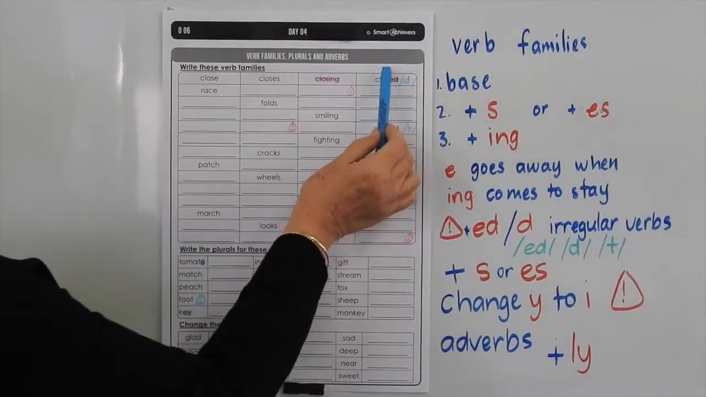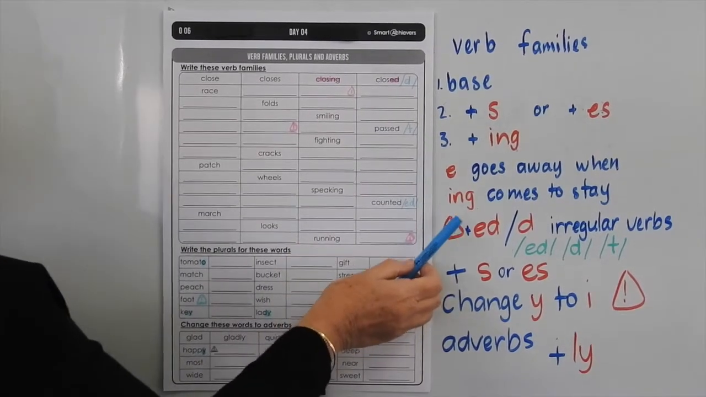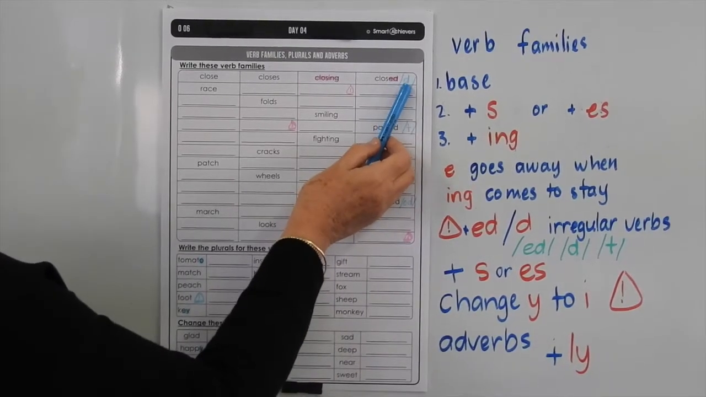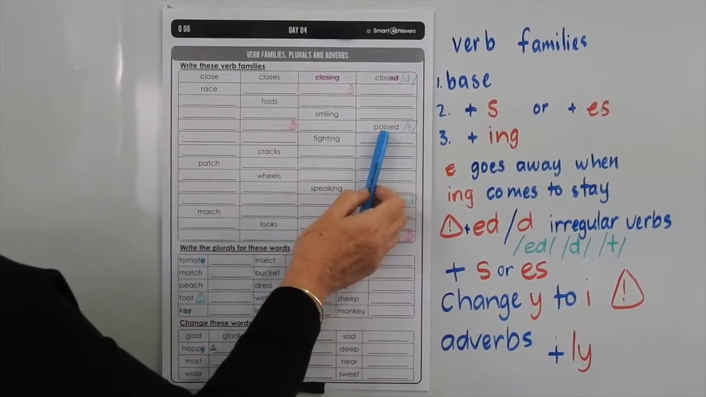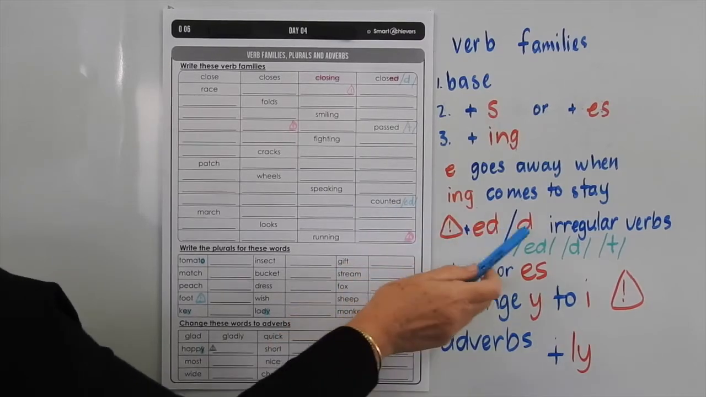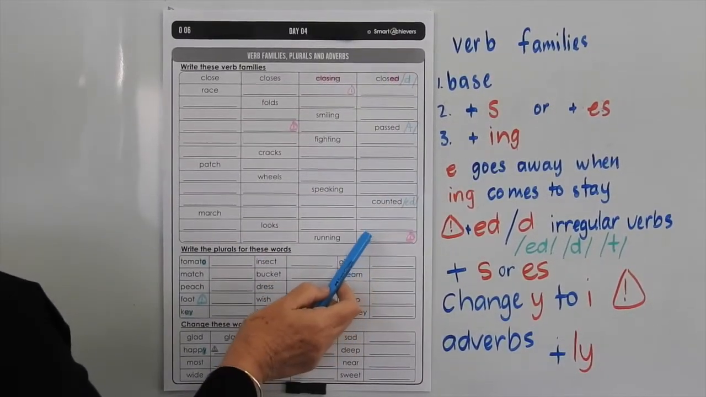Here, to show past tense, we're usually adding ED to the end of a word. So ED at the end of a word can make a D sound like closed, it can make a T sound like past, and it can make a ud sound like counted, but you know you're writing ED. If the E's already there, you only have to add the D.